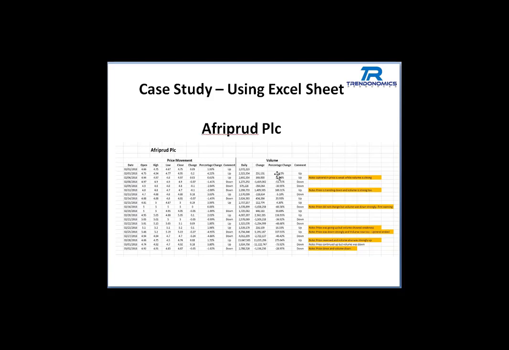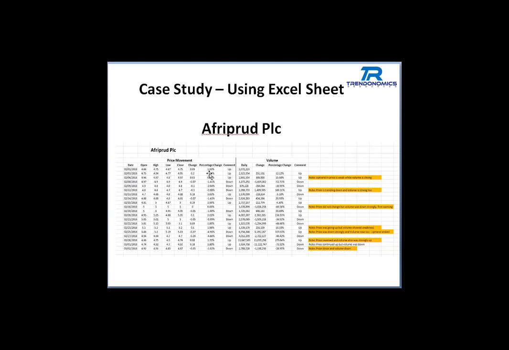In terms of price, I did the same as I did for volume. When the volume percentage change is positive, I put in my comment as up, up. When it's negative, I put down, down. So let's interpret these two sides.